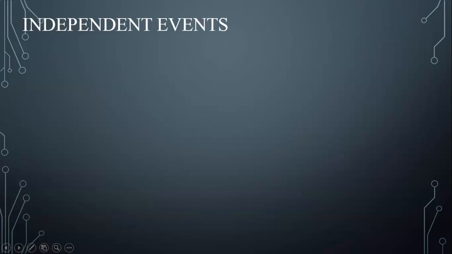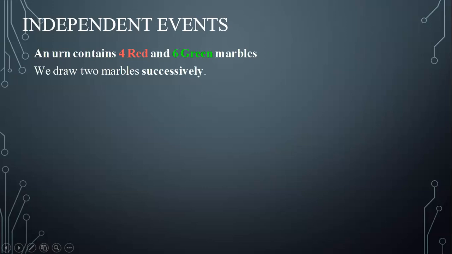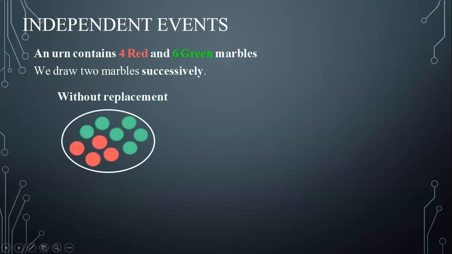What are independent events? If we consider an urn with 4 red and 6 green marbles, out of which we draw 2 marbles successively, which means we draw the first, then we draw the second. This could be done without replacement, which means we draw the first marble and keep it outside of the urn, then draw the second.